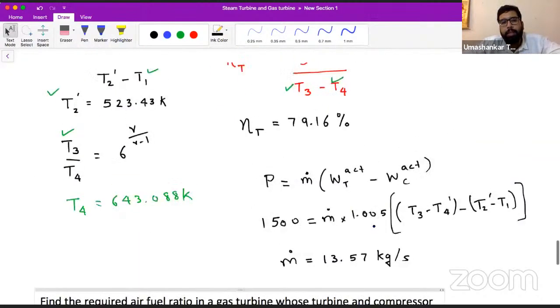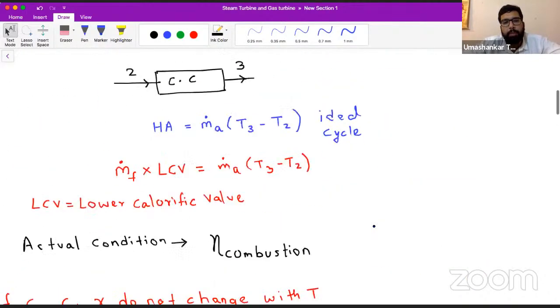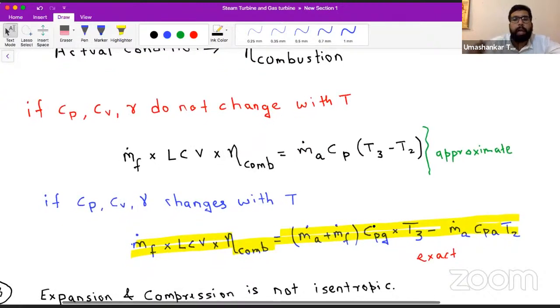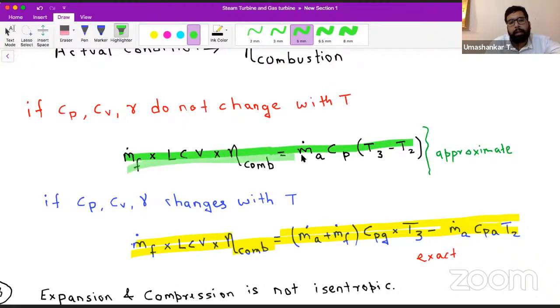Now, firstly, tell me this. We have seen this combustion thing now, right? So now we have these two formulas. One is highlighted with yellow ink, and one with green highlighter. Now tell me which equation we are going to use in this question, the green one or the yellow one.